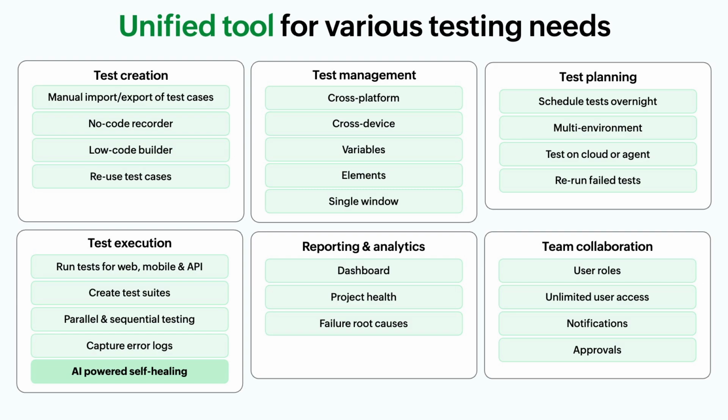In terms of reporting and analytics, you get a complete dashboard where it tells you what was the success rate, what was the failure rate, how many test cases were executed. It gives you a project health view and it also provides you the root cause analysis of what went wrong with your test cases that you have scheduled and written. Team collaboration: you have role based access, you have unlimited user access, you get notifications, and you get approvals.